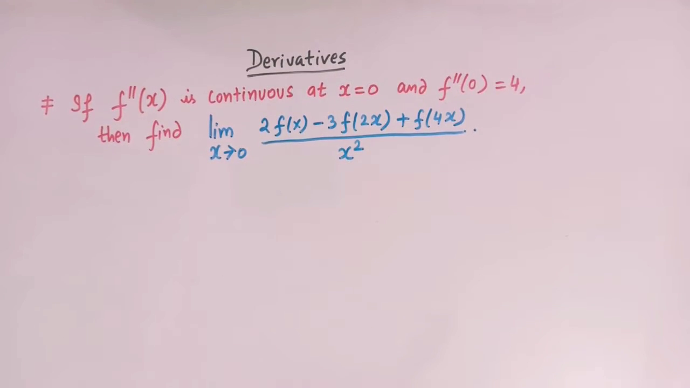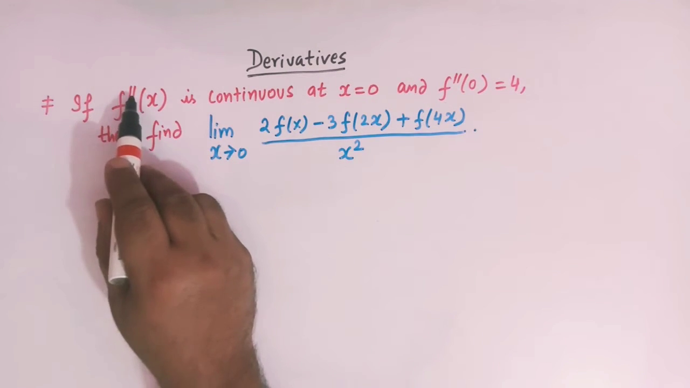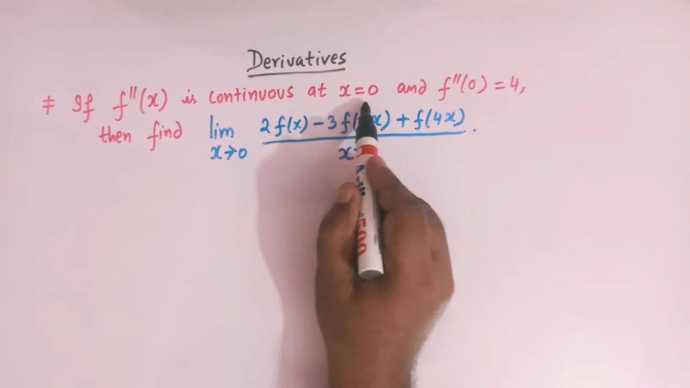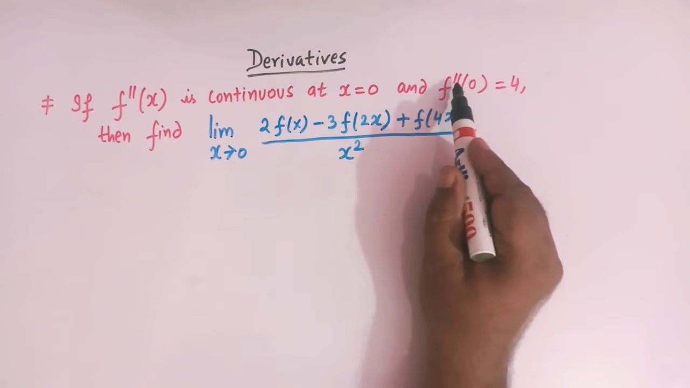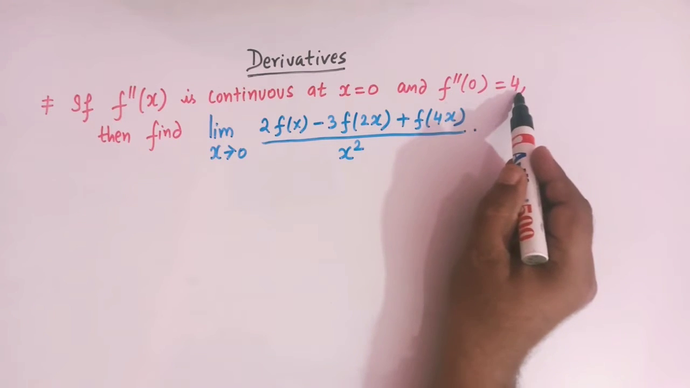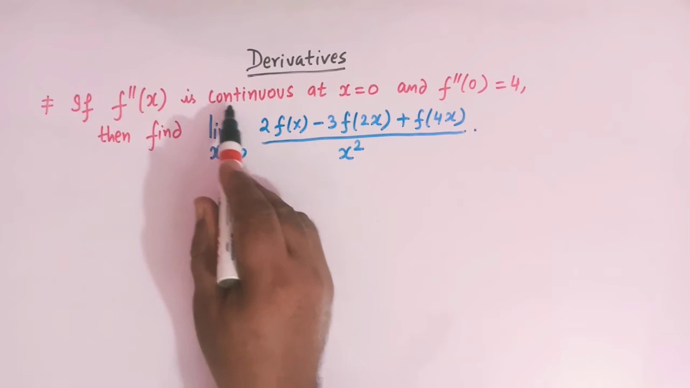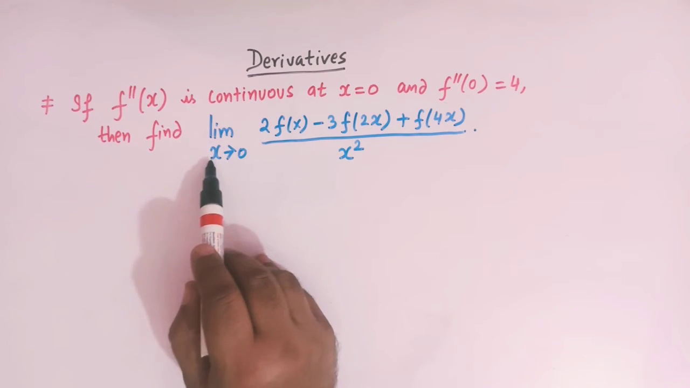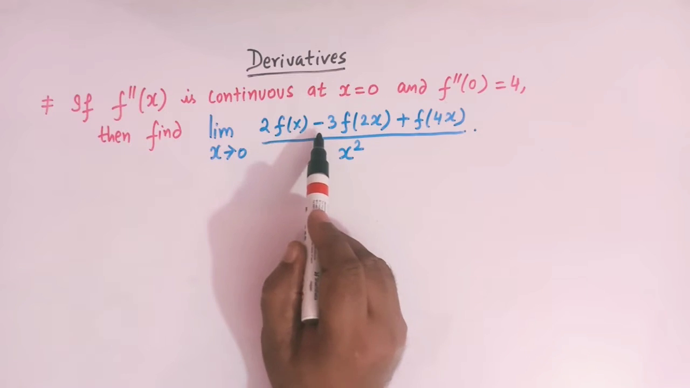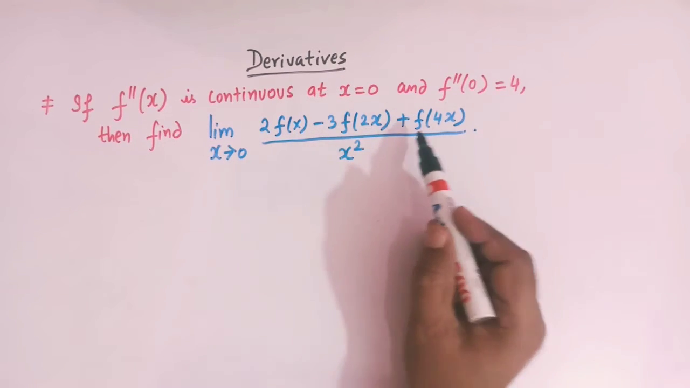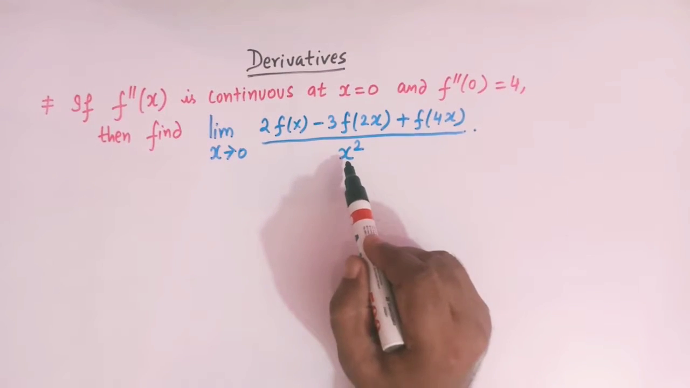Hello viewers, in today's class we are going to solve yet another important and conceptual problem from derivatives, right? And here we are going to solve a very interesting problem, and the problem goes like this. If f double prime of x is continuous at x is equal to 0 and f double prime of 0 is equal to 4, then we have to find the value of this limit, that is limit x tends to 0, 2 times f of x minus 3 times f of 2x plus f of 4x divided by x square, right?